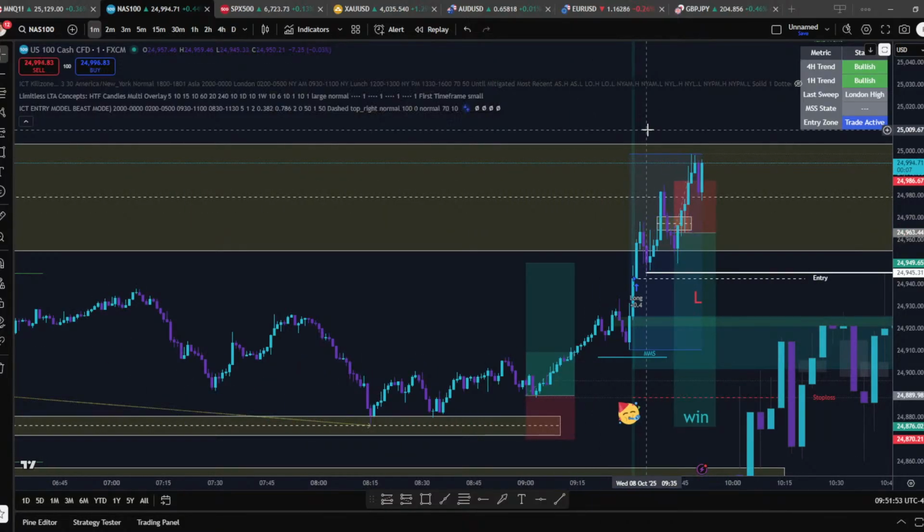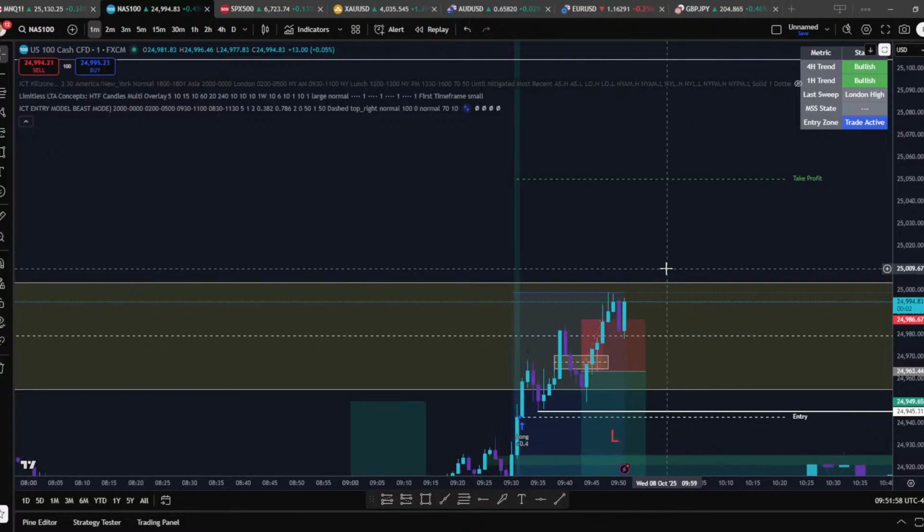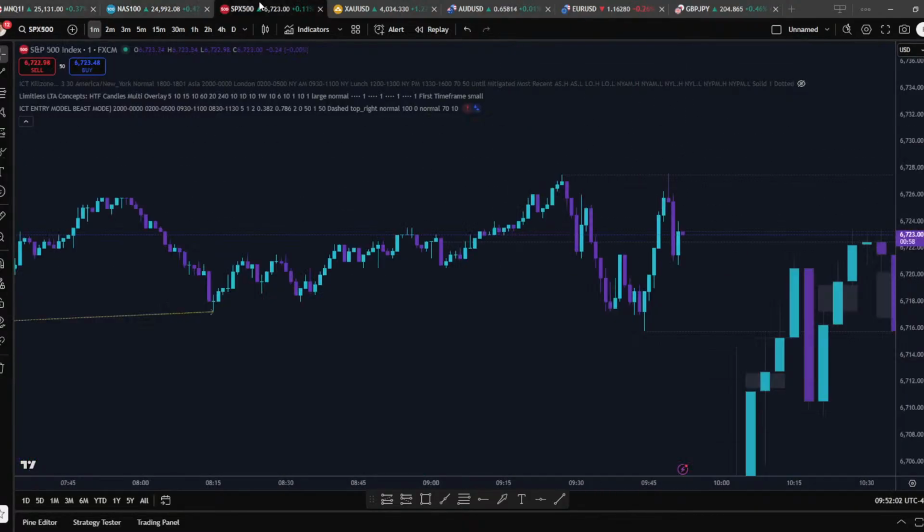If you're looking for longs, you wait for the close above here and maybe a retest down, and then you can look for longs. Depends on you as the individual as to what you decide to do.